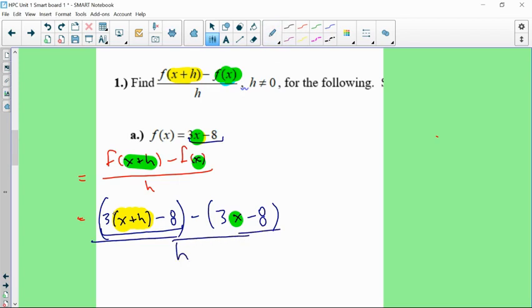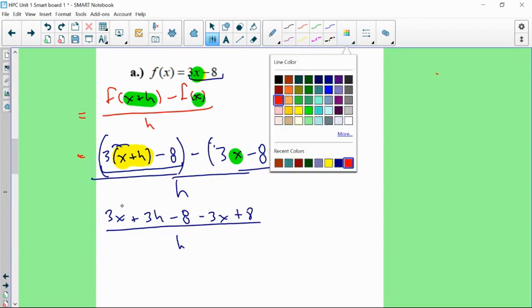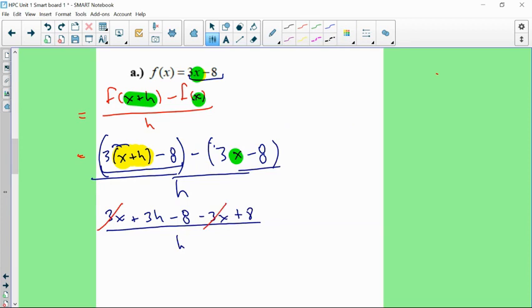So let's simplify this. Let's distribute the 3. So we get 3x plus 3h minus 8. And distribute this minus: minus 3x plus 8, over h. What I'm hoping you see is some things will cancel, and that's going to be true all the time that we do these difference quotients. In this case, the 3x's cancel, and so do the 8s. So what ends up happening is I get 3h divided by h, and my h's also cancel. I do want to see this step here, so I get an answer of 3. So my difference quotient is 3.